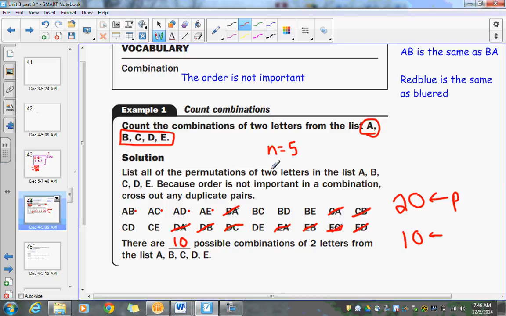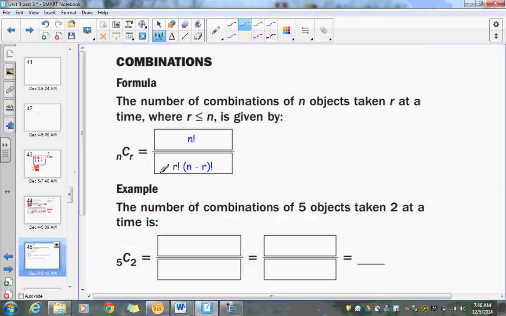All right, so let's go into the formula for combinations. Here we have N factorial over R factorial times N minus R factorial. Now, if you remember, a permutation is N factorial over N minus R factorial. So the only thing we're doing differently with a combination is putting an R factorial in the denominator. Something you need to make sure you remember.